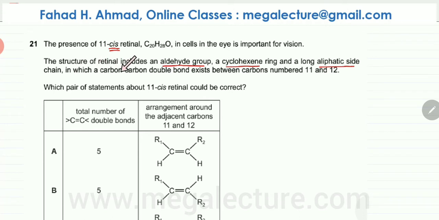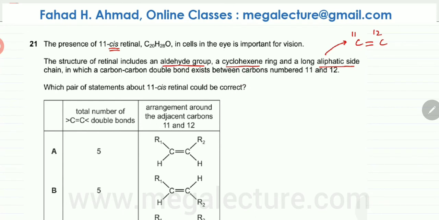Now, a carbon-carbon double bond exists between carbon numbers 11 and 12. So in the aliphatic side chain, this is supposed to be between the 11th carbon and the 12th carbon. There is supposed to be a double bond somewhere over there. Now, which pair of statements about the 11-cis-retinal could be correct?